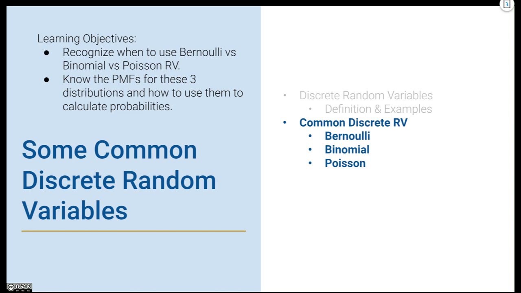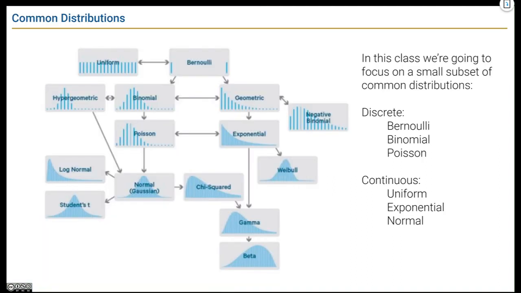Now we're going to look at some common discrete random variables. In particular, we'll look at the Bernoulli distribution, the binomial distribution, and the Poisson distribution. I'm prefacing this by pointing out that even though we're only going to be focusing on those 3 discrete distributions and 3 other continuous distributions in future videos, there are a ton of commonly used distributions.